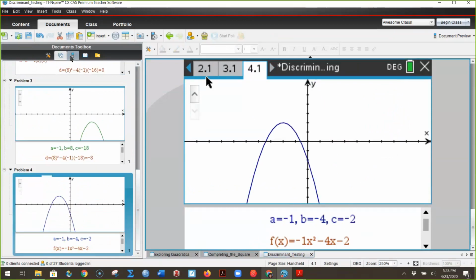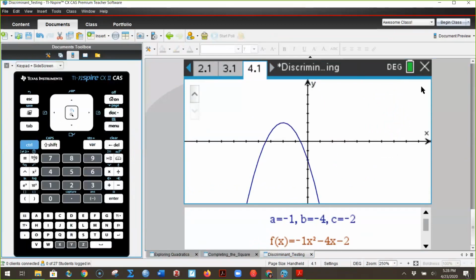And I'm going to leave it the way it is. I'm not going to change anything with it. And what do you notice that's different this time? You can go ahead and type that into the chat if you would like. And so this time there's no discriminant equation.